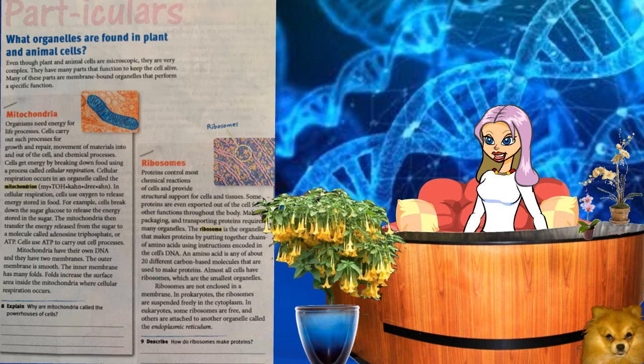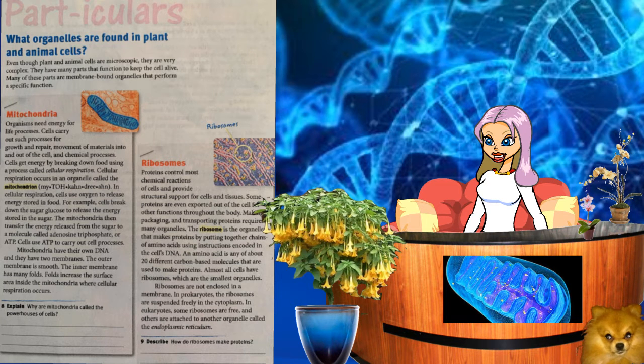Particulars. What organelles are found in plant and animal cells? Even though plant and animal cells are microscopic, they are very complex. They have many parts that function to keep the cell alive. Many of these parts are membrane-bound organelles that perform a specific function.